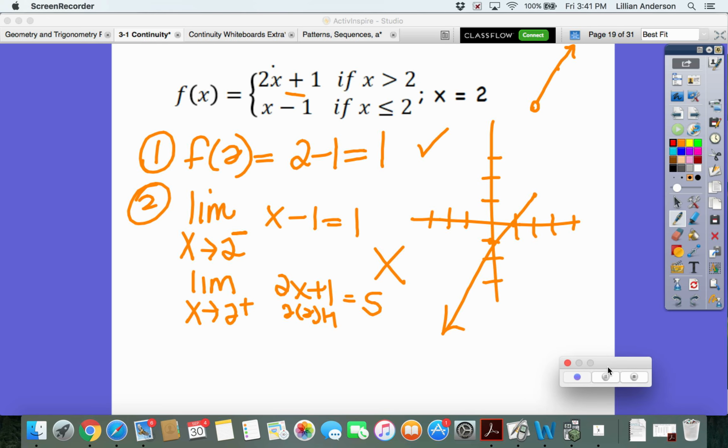Continue where we left off. To determine if a function is continuous, you basically have to apply your three criteria, and if it doesn't pass one of those, then you know it's not continuous.